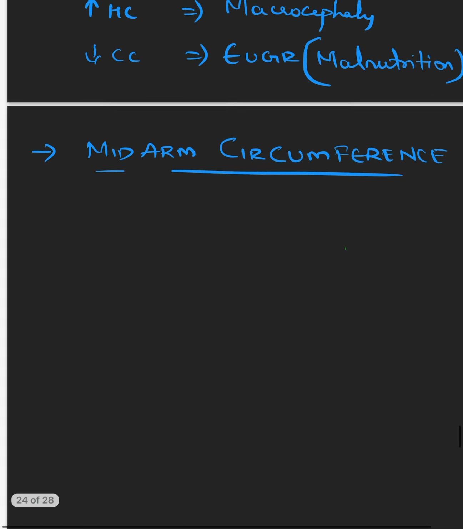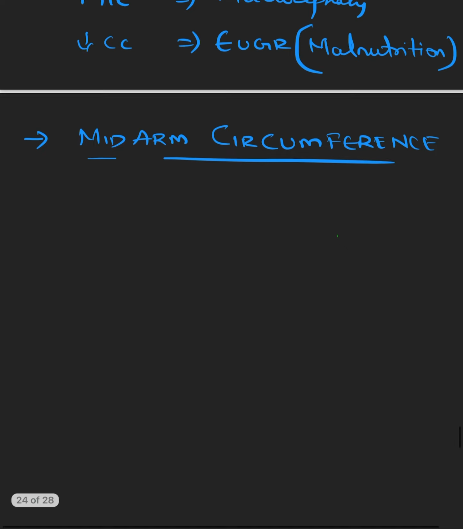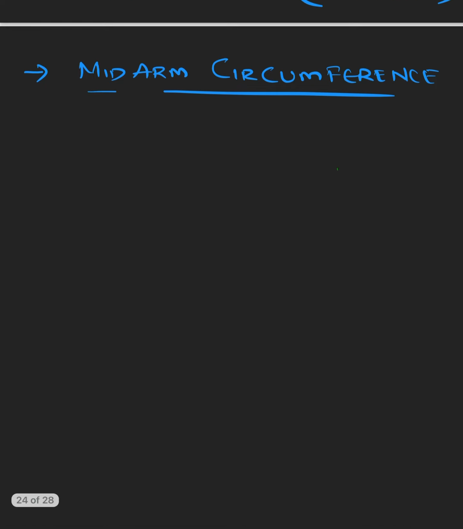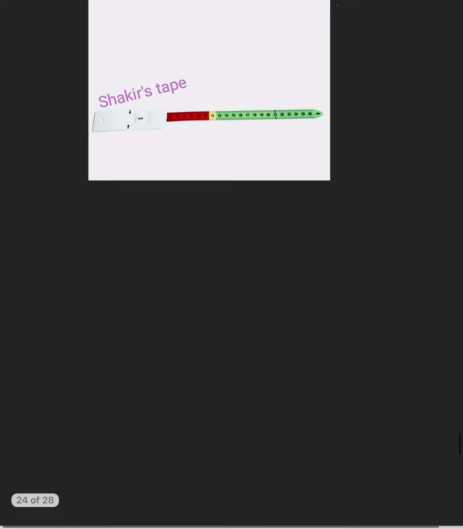Now we go for one more circumference, that is mid-arm circumference, one of the important circumferences. All circumferences are measured using cross tape method. The device used to measure mid-arm circumference is Shakir's tape. This is how Shakir's tape looks, and it has three parts, that is red color, yellow color, and green color.